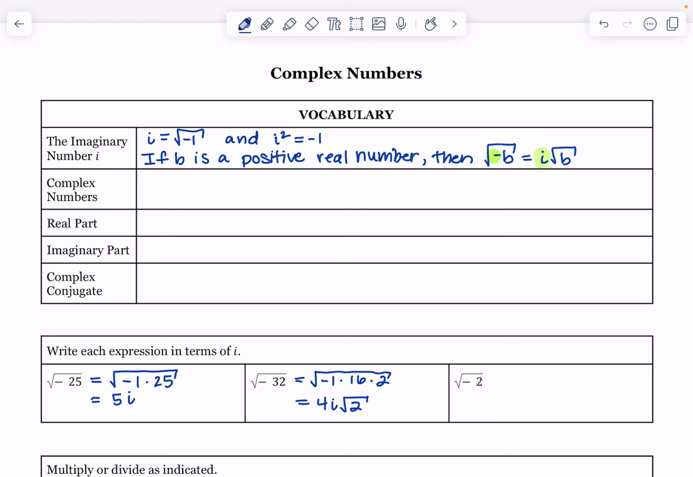This last one, we can break this down into -1 times 2, where the square root of -1 comes out to be i. The square root of 2 is irrational, so we leave it, and our answer is i square root 2.